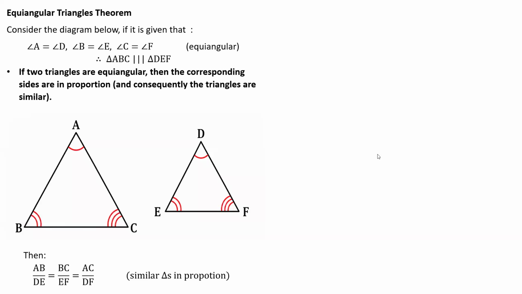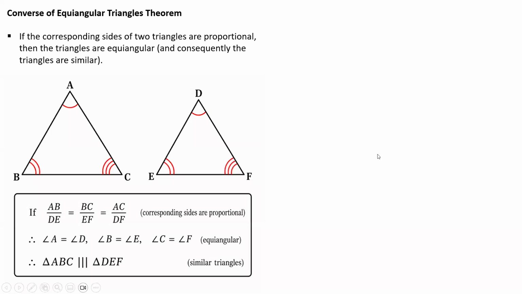For every theorem, there's the converse. Listen to me. Here's the converse. The converse says, I've got two triangles, and if from those two triangles I'm able to show that the corresponding sides are in proportion. What do you mean? I'm able to show that AB over DE, and then BC over EF, AC over DF, they're in proportion.